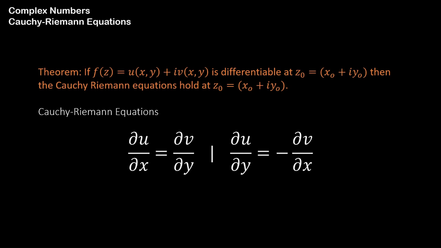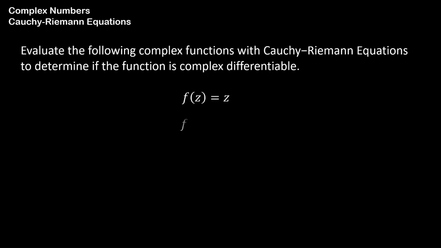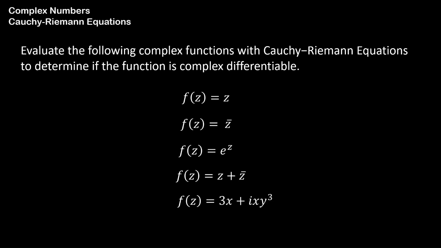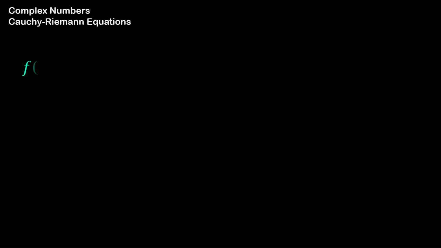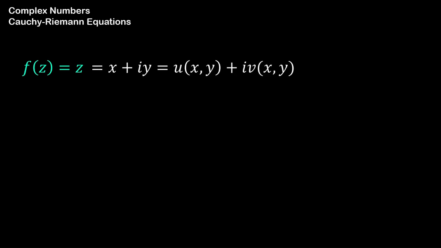Again, showing you the definition of the Cauchy-Riemann equations. Here are the two equalities that we should meet for us to say that our function is analytic. I have here 5 examples that we can evaluate using the Cauchy-Riemann equations to determine if the function is complex differentiable. First is f of z equals z. We know that z is equal to x plus iy.